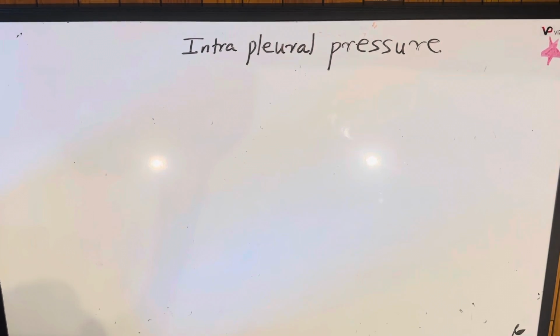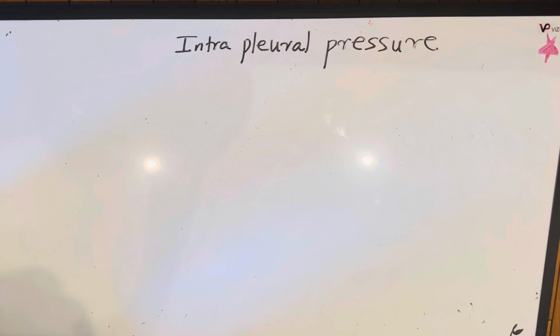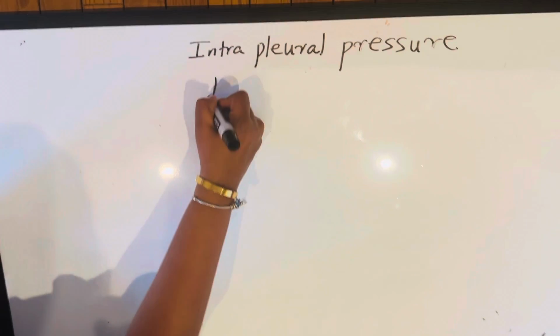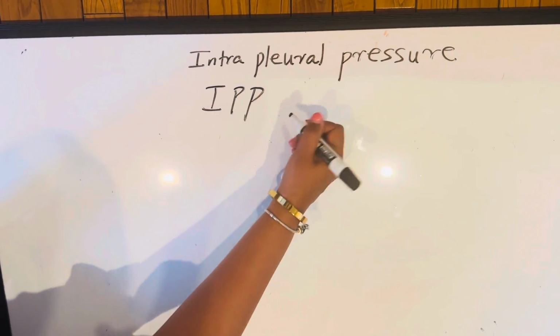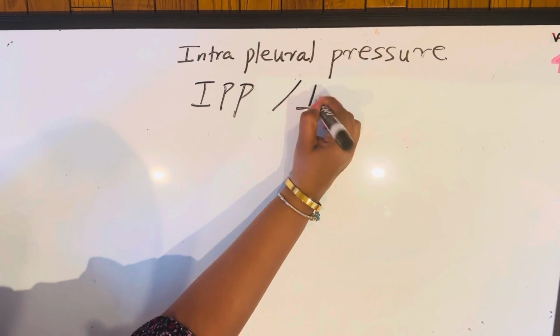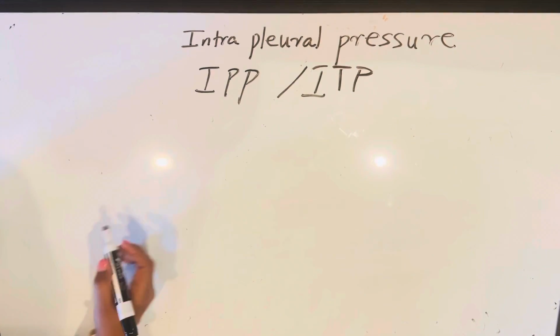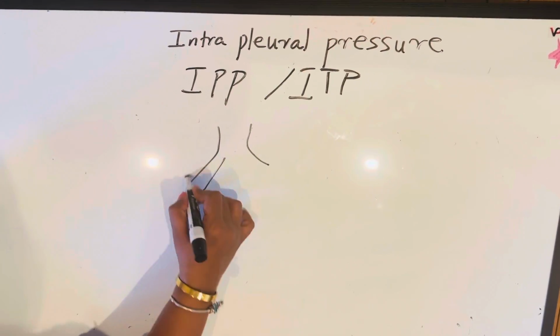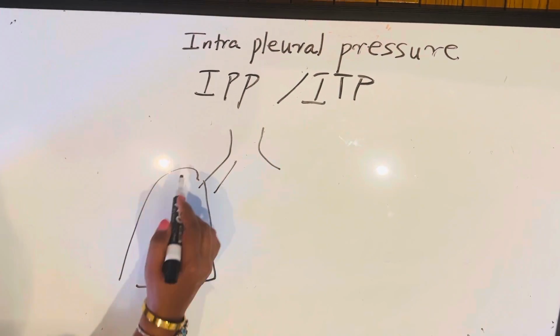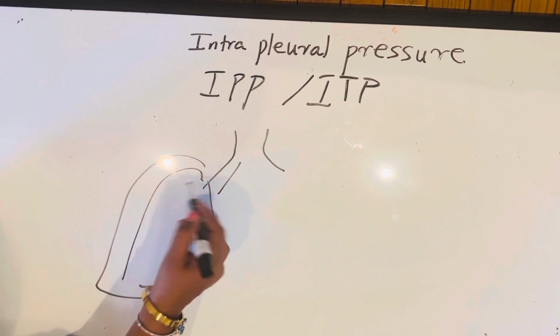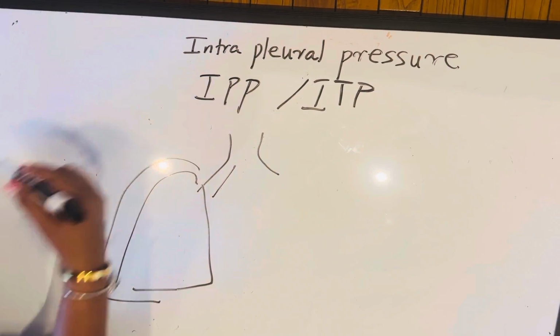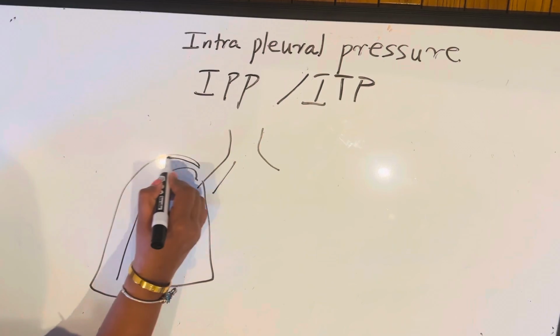Hello everyone, so I'm briefly going to talk about the intrapleural pressure, the IPP, or sometimes referred to as the intrathoracic pressure. So what is intrapleural pressure? It is the pressure between the two pleuras, or the pressure on the outside of the lung or on the inside of the thoracic cavity.